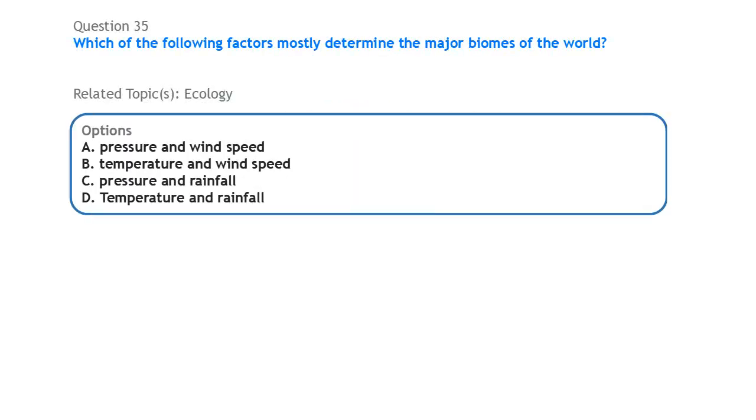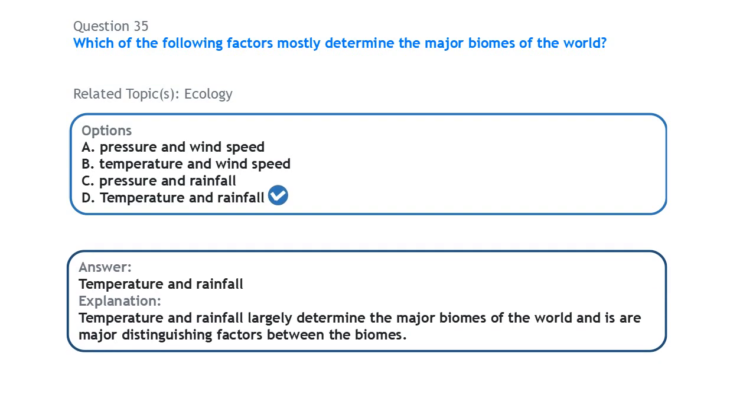Okay, so next question on ecology. Which of the following factors mostly determine the major biomes of the world? Temperature and rainfall are the two major factors that determine the biomes of the world.